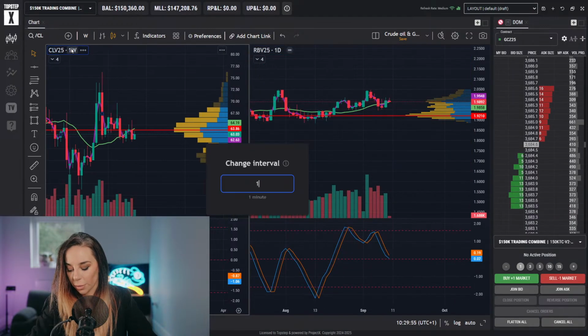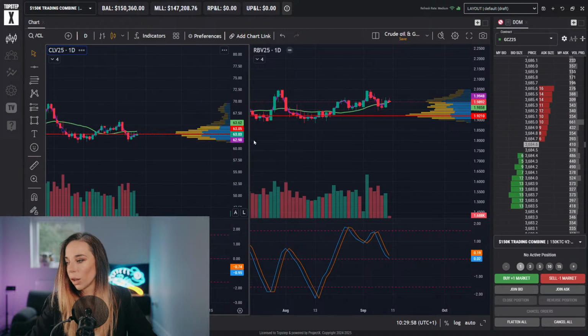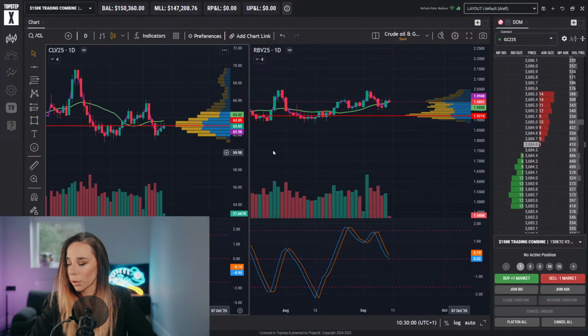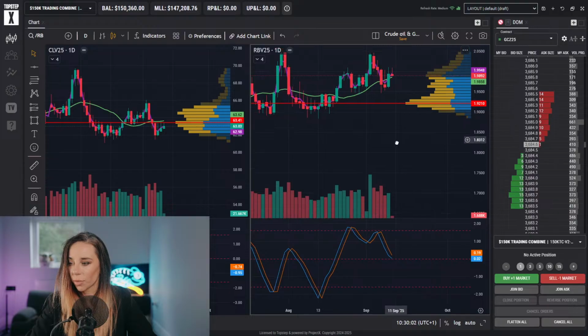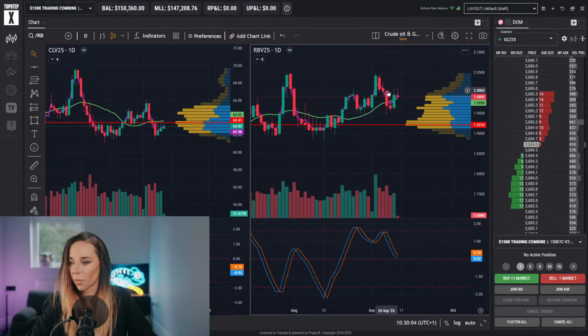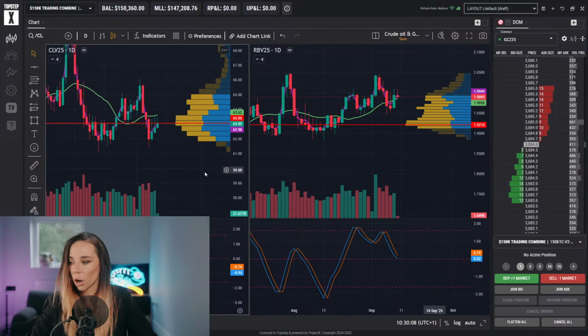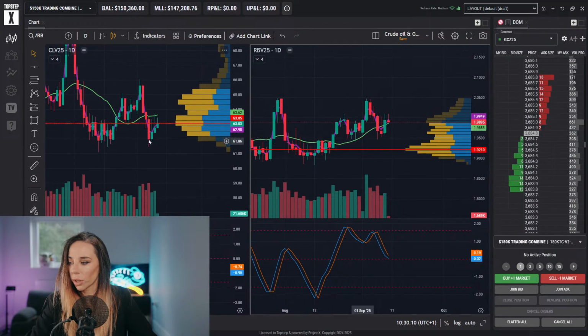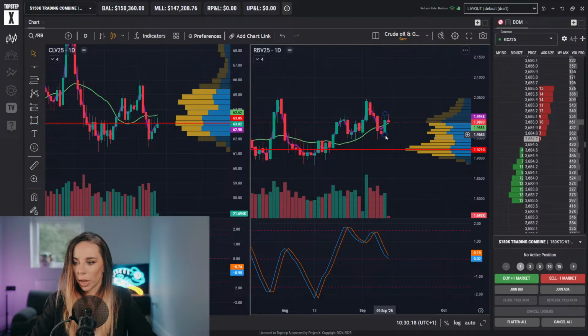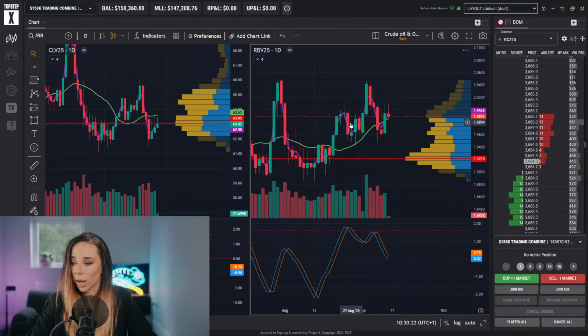What do we have? Still a downtrend in my eyes. RBOB is looking stronger to me than crude oil. Crude oil is having a lot of selling wicks, whereas RBOB looks cleaner on the daily, don't you think? It looks a bit cleaner here. It looks like it's actually trying to go into an uptrend.